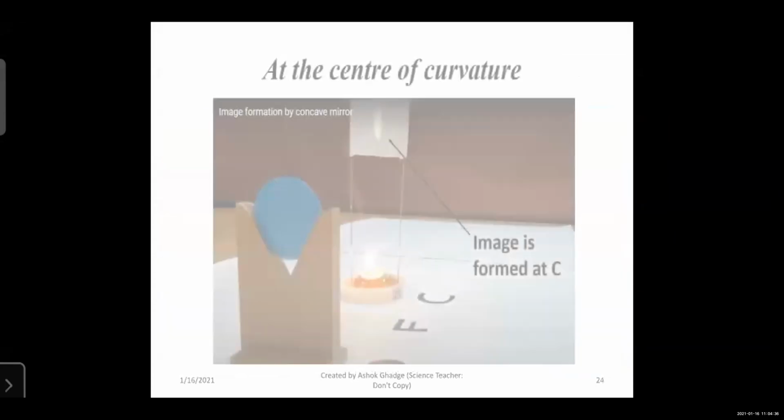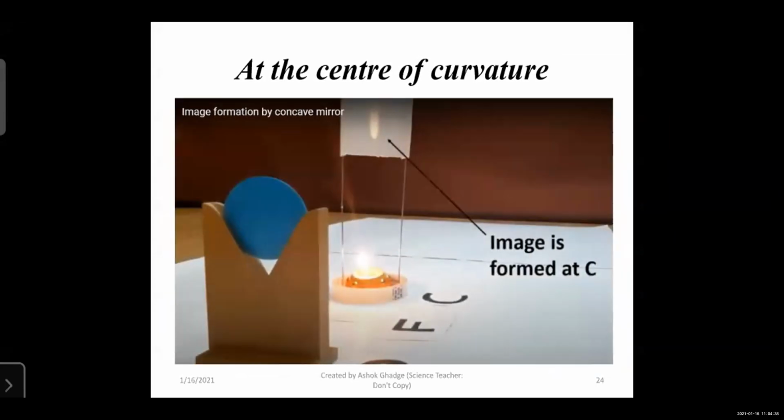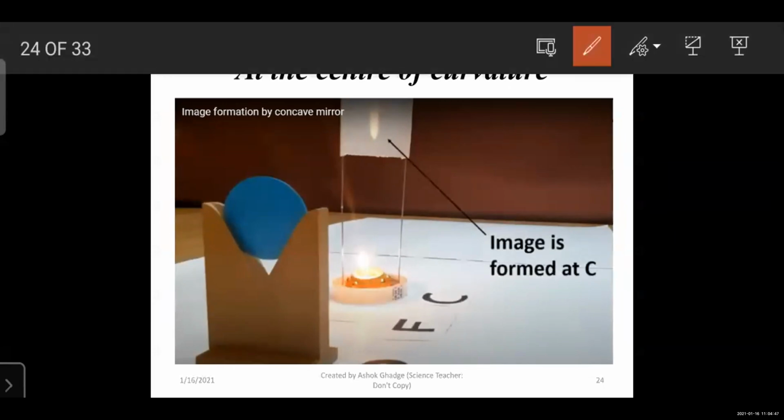Now in the third condition, if the object is at the center of curvature, then the image will be at the same position. That is, the image will also be at the center of curvature.